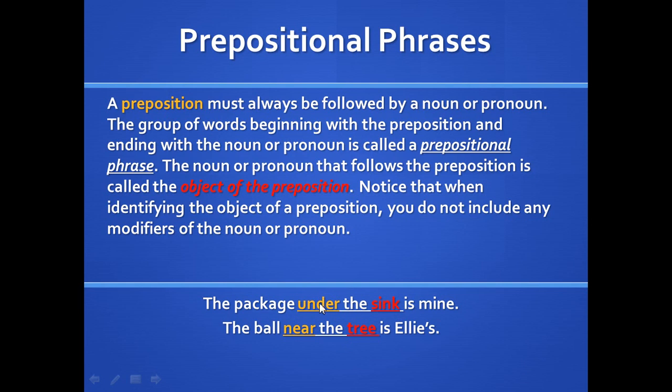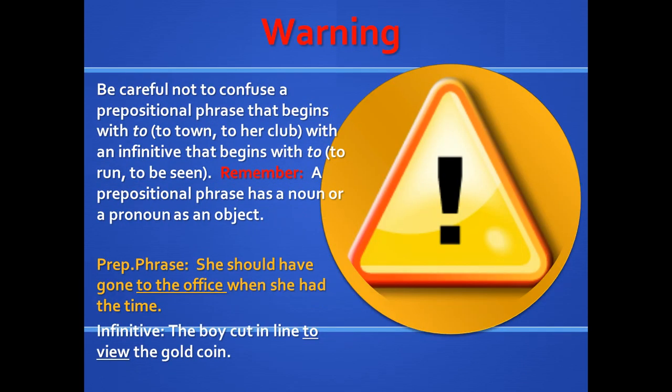Like here in these two examples, we can say under the sink. This is a phrase. Under the sink is a complete phrase. Where is the preposition? Under. Where is the object? Sink. We can't say the sink. We say only sink. The prepositional phrase in the second example is near the tree. Where is the preposition? Near. Where is the object of this preposition? Tree.